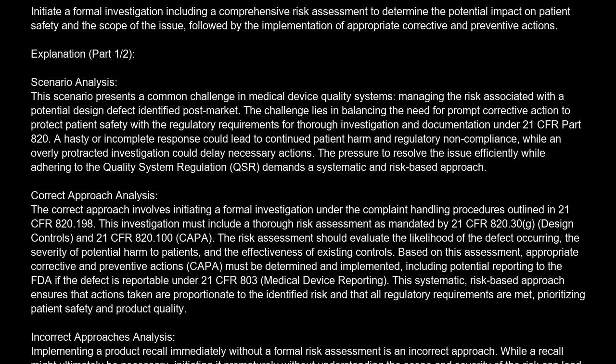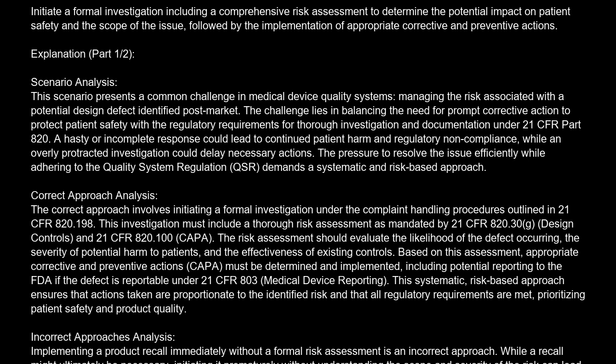Explanation. Scenario analysis. This scenario presents a common challenge in medical device quality systems: managing the risk associated with a potential design defect identified post-market. The challenge lies in balancing the need for prompt corrective action to protect patient safety with the regulatory requirements for thorough investigation and documentation under 21 CFR Part 820.